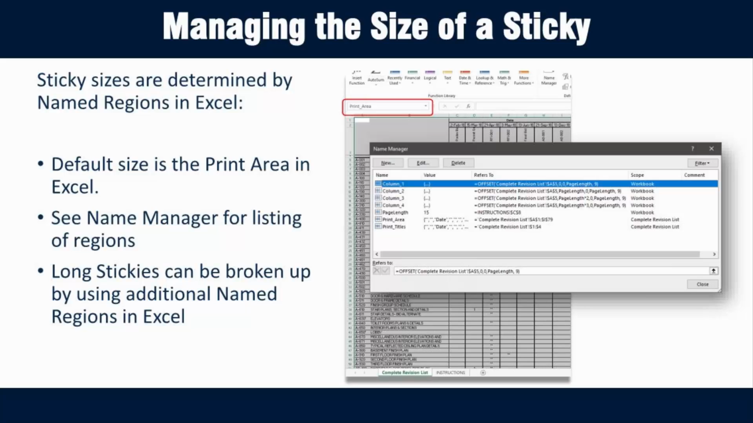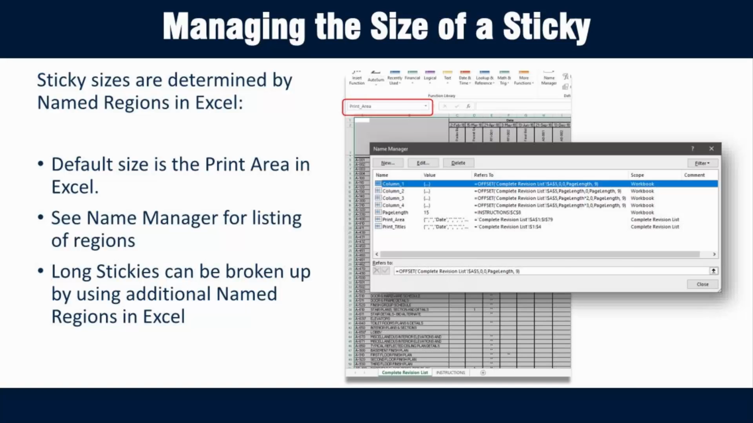For a sticky that you want to break up, you can manually define your own named region to create smaller stickies, rather than using the default print area. Once created in the Excel file, those named regions will appear in the Ideate Sticky dialog box when placing a sticky. If you need to adjust the size of the stickies after placing them, you will have to go back to the Name Manager and adjust the reference rows manually, and then update the stickies in Revit to see the changes.